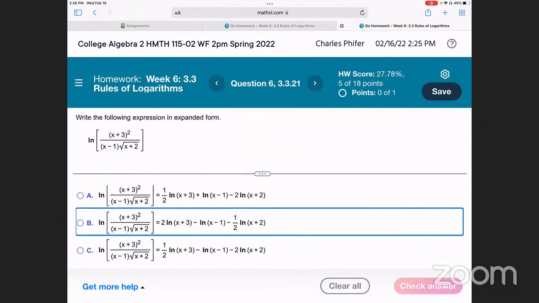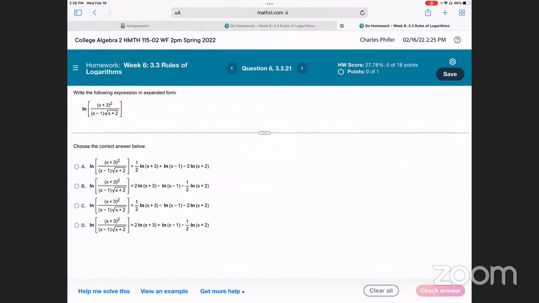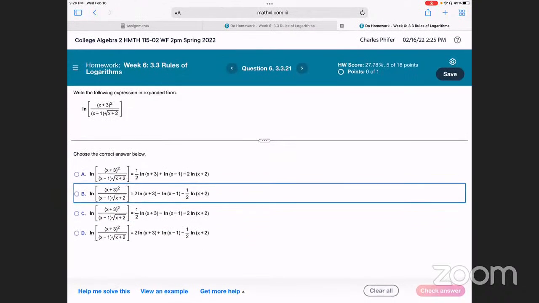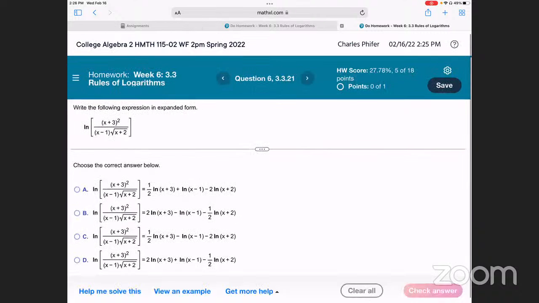Here, let's zoom out so we can see better. Okay, that might be a little bit far. Let's zoom back in, better.